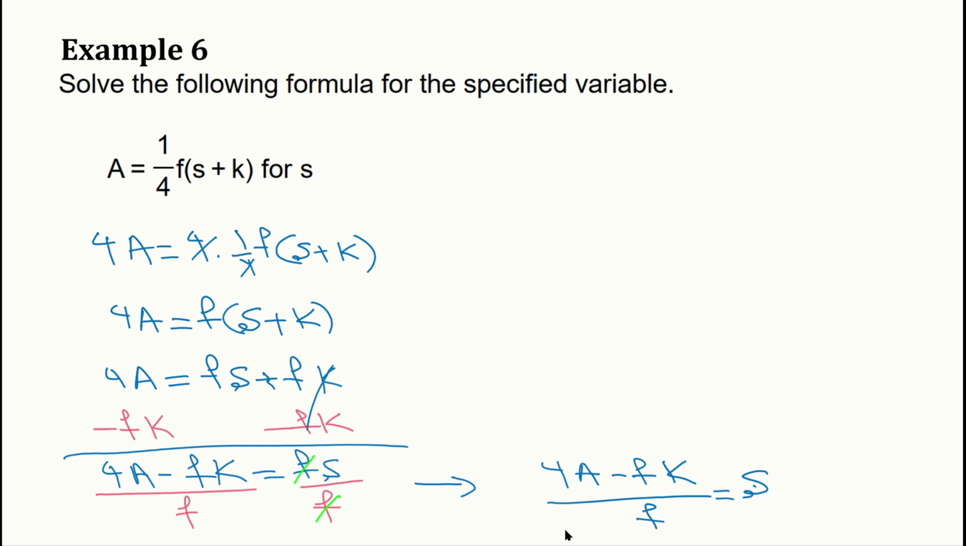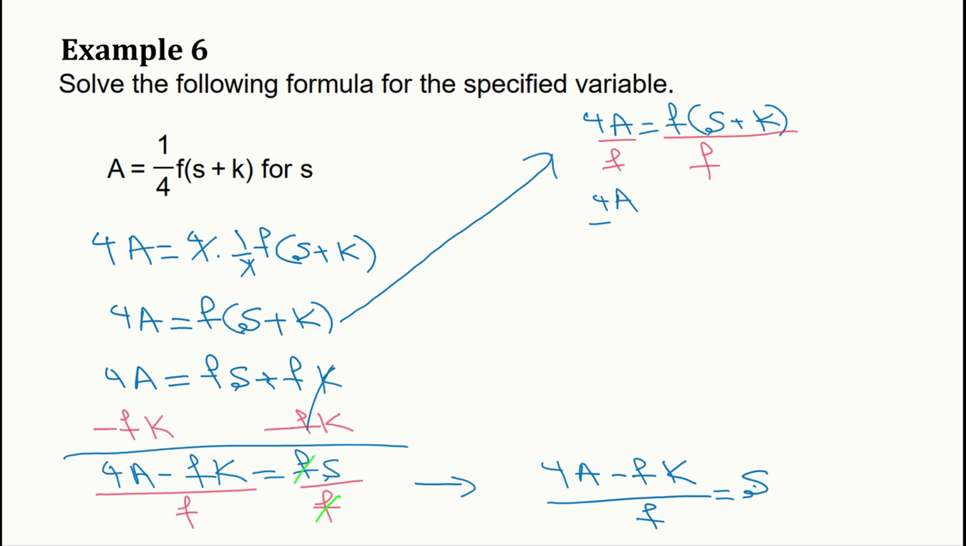Now the other thing we could have done is, let me go back to this step. That's where I said there are a couple of approaches. So let's go ahead and try this. Start with 4a equals f times s plus k. What we could have done is divided both sides by f right away. So it would have worked out like this. Our next step would give us 4a over f equals, on the right side, of course, those f's now cancel out and we just get s plus k, right?